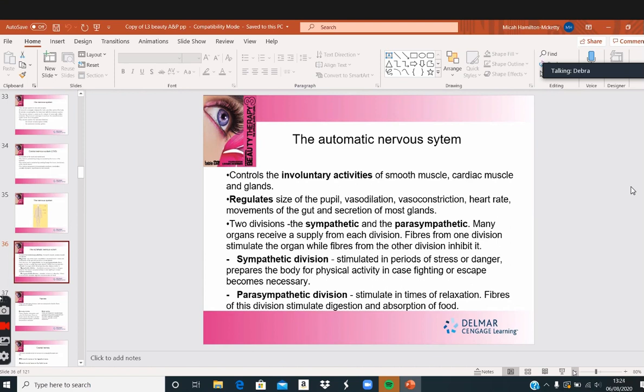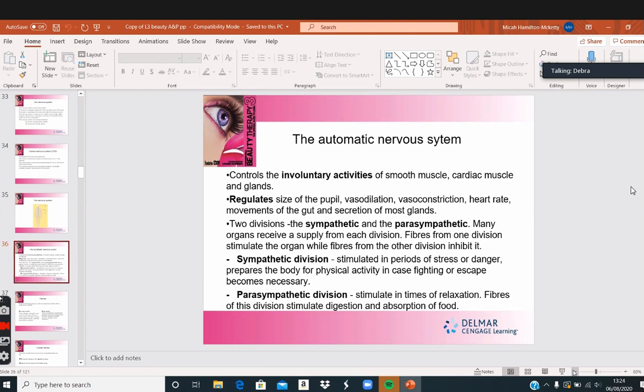It divides into two sections. Many organs receive a supply from each division. Fibers from one division stimulate the organ, while fibers from the other division inhibit it, or slow it down, or even stop it. The sympathetic division stimulates in periods of stress or danger. It prepares the body for physical activity in case fighting or escape becomes necessary.